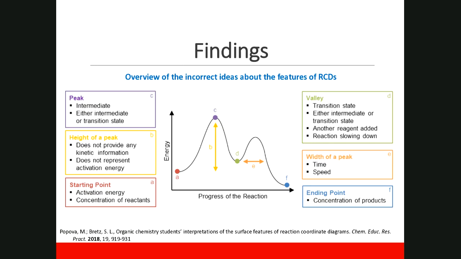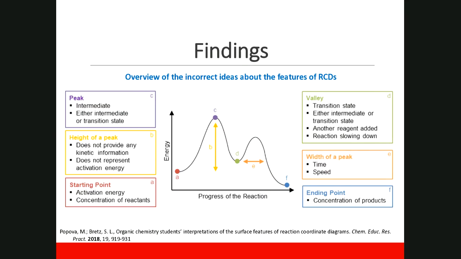Same thing was with the valley. We had students debating, saying that the valley represents either transition state or intermediate. They're not sure. And we had also students say things like valley represents transition state. Valley represents another reagent being added, which is also incorrect. And also some students thought that the valley represents reaction slowing down.